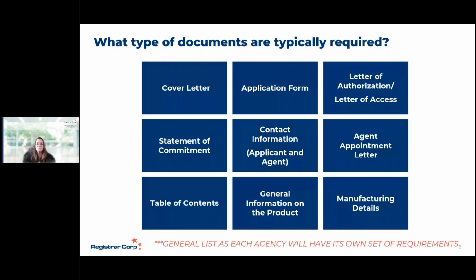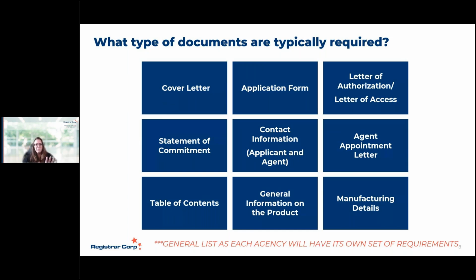Typically, there is a statement of commitment confirming that the master file is current and accurate. Basic contact information for the holder and the agent, if an agent is appointed, should be provided. That typically has the company's name, address, a contact person for that location, and that contact person's email address and phone number. If an agent is appointed, then there's going to be some sort of agent appointment letter confirming that the holder is designating an agent for that master file.